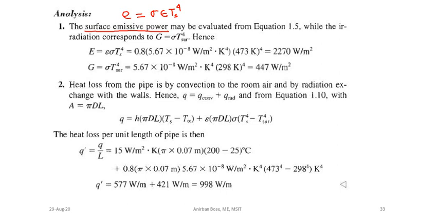Because the black body radiation is sigma into Ts to the power 4, and multiplied by the emissivity of the surface, you will get the emissive flux, which is called the surface emissive power. What is the unit of this? The unit is that of flux, that means watt per meter square. The same thing has been done here: epsilon into sigma Ts to the power 4.